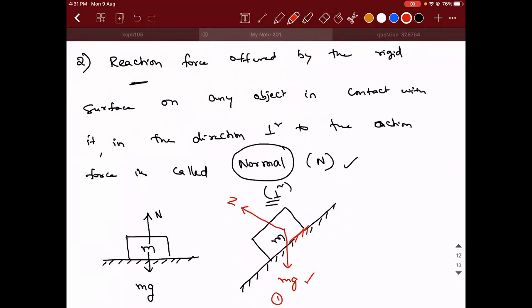Offered by the rigid surface. Oh, okay, never mind, sir. I got it. Okay.